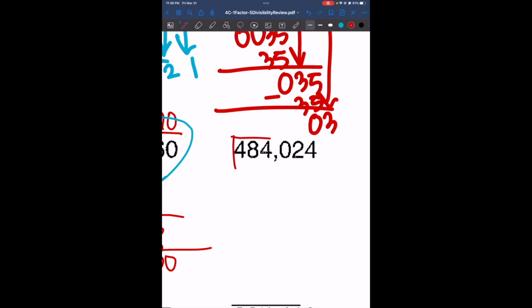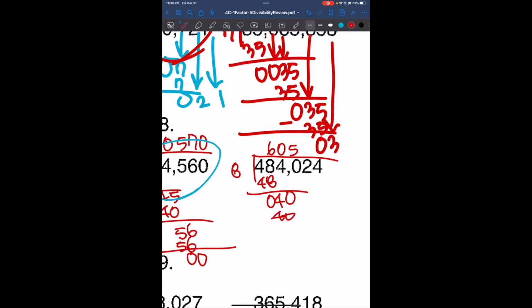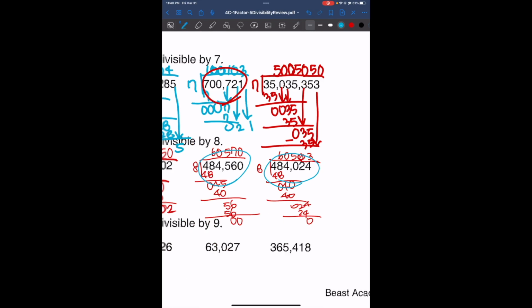484,024. So if we try dividing it by 8, we get, sorry, I know it's not that clear, so let me just erase what we did above. So we don't have a remainder since we end in a 0. So this number is also divisible by 8.